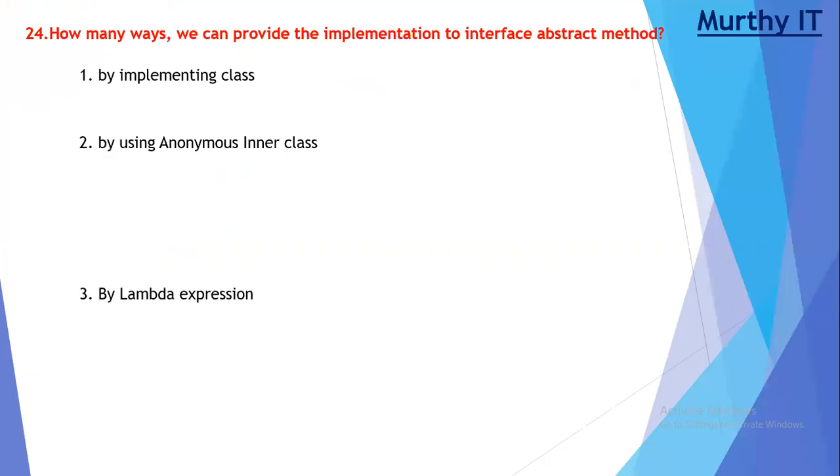Third way is what? By using lambda expression. If you want to provide the logic for an interface method, compulsorily it should contain only one abstract method. Then only we can write a lambda expression. In other cases, if the interface has more than one abstract method, we can write the logic with an anonymous inner class or an implementing class.